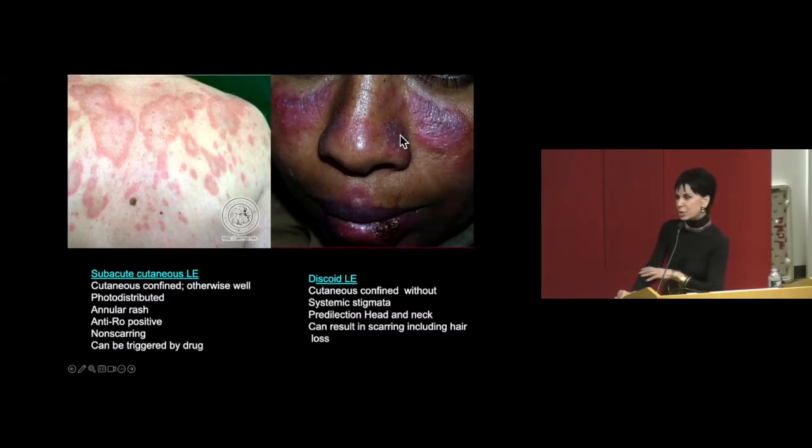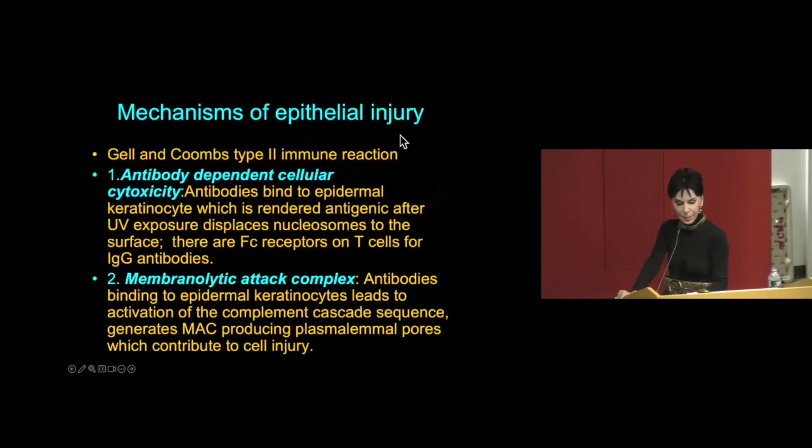In contradistinction, in discoid lupus, that too is cutaneous confined, very limited to the head and neck area. And unlike subacute lupus or even systemic lupus, which is typically non-scarring, this variant of lupus, in fact, can produce significant scarring, including permanent hair loss. And most patients with discoid lupus have a cutaneous confined process without evidence of systemic lupus.